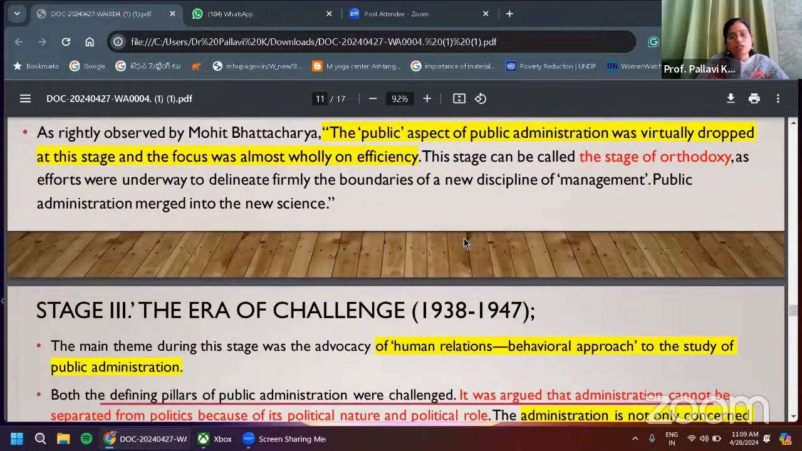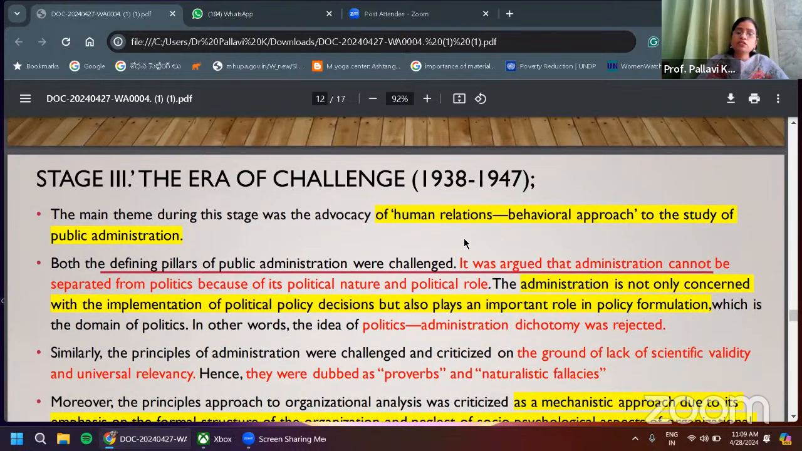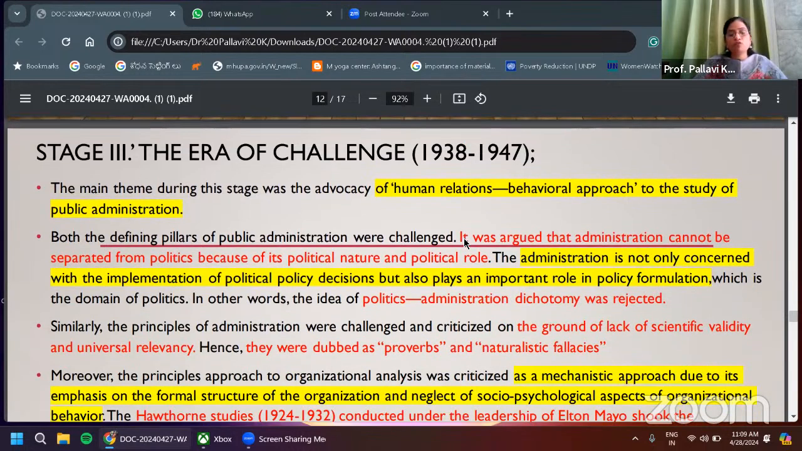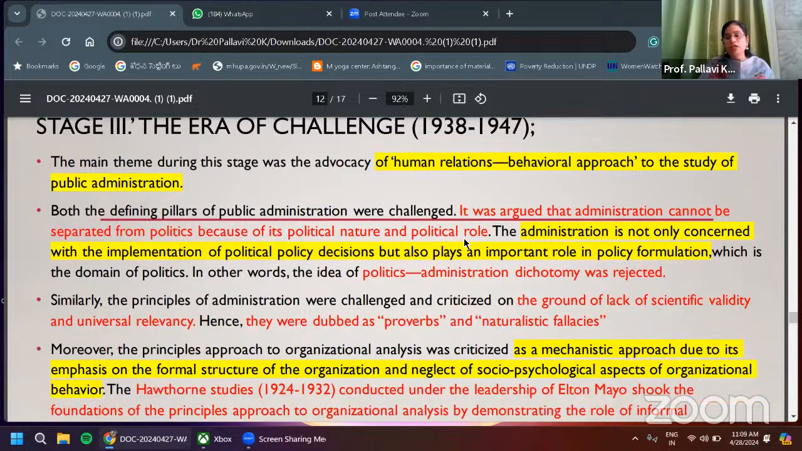Then the third stage is about the era of challenge. That is from 1938 to 1947. Now, what is the challenge? Because during this time, the human relations and behavioral approach was studied. Just before we discuss now in the behavioralism. So what they said is, the administration cannot be separated from the politics because of its political nature and political role.